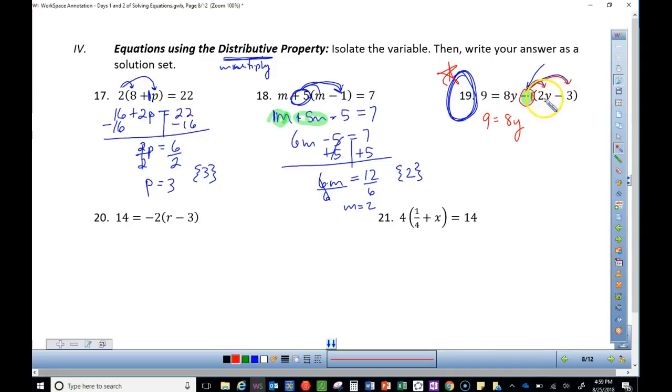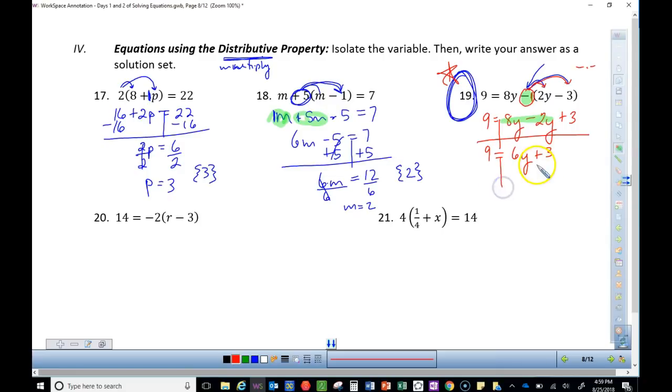Negative 1 times 2y will give us negative 2y. And then negative 1 times negative 3. Remember, negative times a negative will give us a positive. And 1 times 3 is 3. Then when we combine like terms that are on the same side, we don't do opposites. We just combine what we see. So 8 minus 2 will be 6y plus 3.